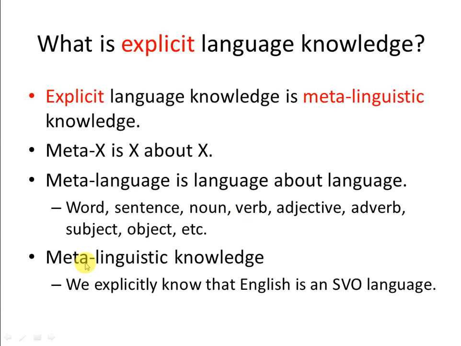An example of metalinguistic knowledge is something like English is a subject-verb-object language. We explicitly know this because we learned it maybe when we were junior high school students. Our teachers told us that in English we have the verb before the object, but in Japanese we have the object before the verb. We explicitly know this, and this is metalinguistic knowledge about English.